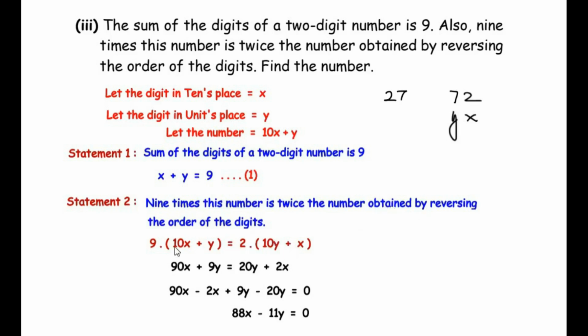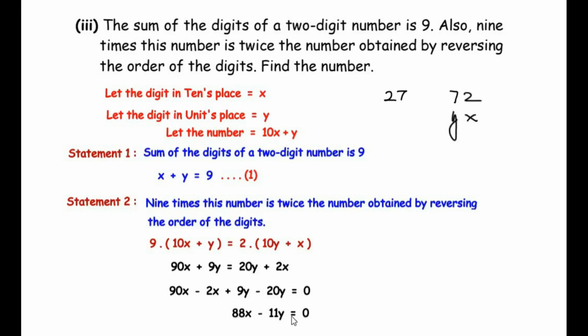Now in the next step, we have expanded the brackets, that is 9 times 10x is 90x plus 9 times y is 9y is equal to 2 times 10y is 20y plus 2 times x is 2x. Now taking these two terms on the left hand side, we get 90x minus 2x plus 9y minus 20y equal to 0. Now simplifying this, we get 90 minus 2 as 88x and 9 minus 20 gives us minus 11y equal to 0.